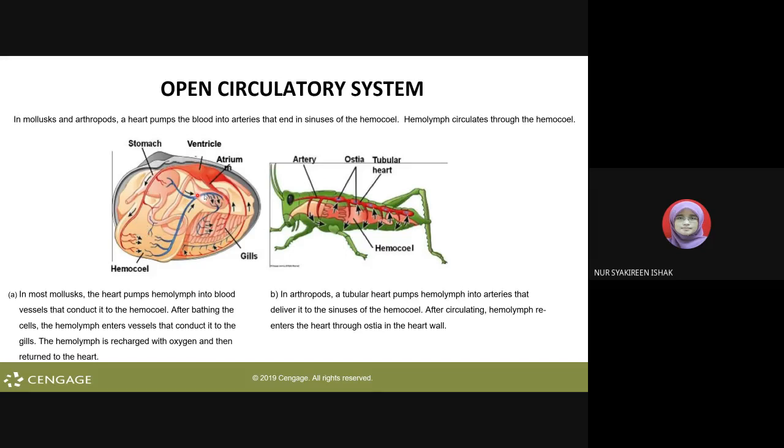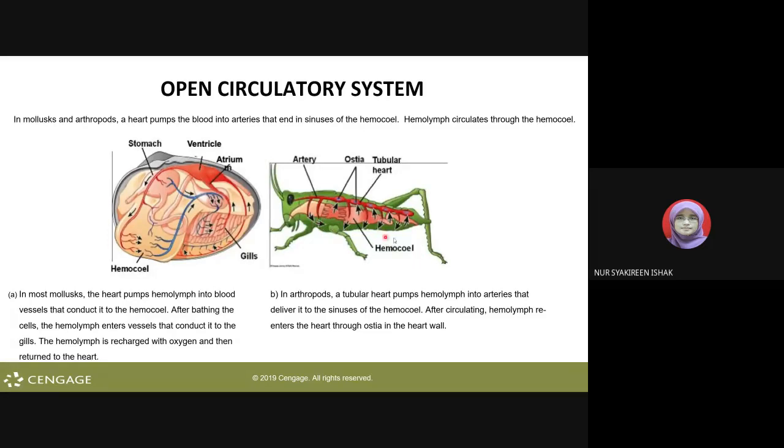Okay, so the same goes to the grasshopper. So for the grasshopper, they have tubular hearts. Okay, tubular hearts, which is a series of hearts. Okay, so ostia is opening of the heart. Okay, so tubular heart will pump blood into open end artery. So the oxygen rich blood enters into the artery, and then into the body cavity, which is the hemocoel. Okay, get mixed with the interstitial fluid.